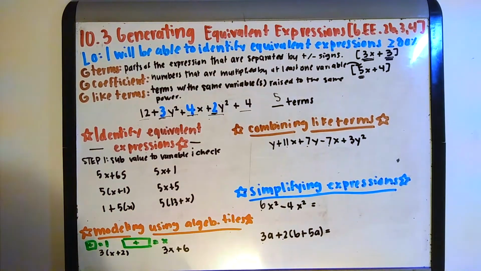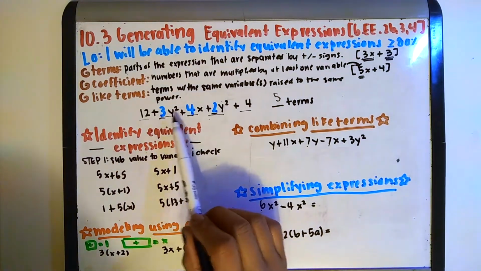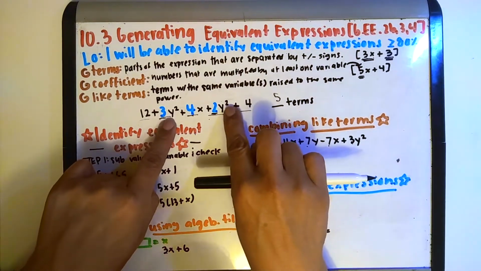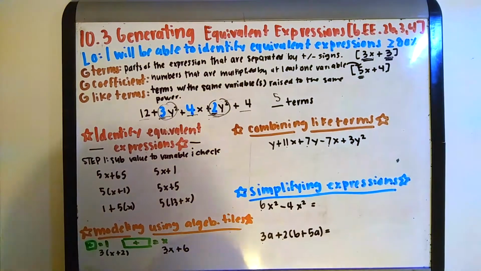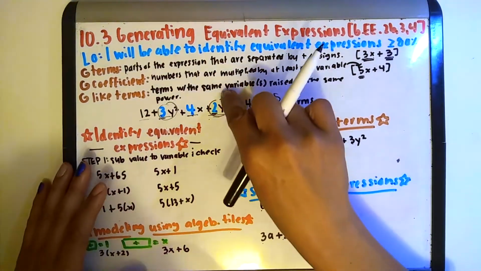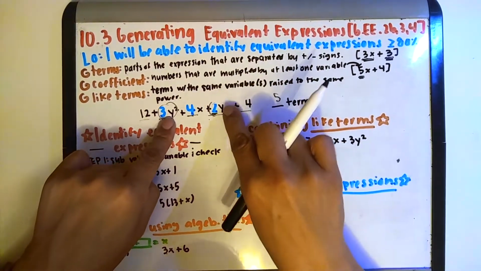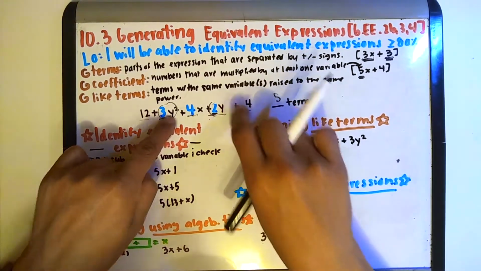And then for the like terms, I'm going to look to see which ones have the same variable. So in this case, these two have the same variable and they are raised to the same power. So therefore, those two are like terms. And you don't have anything else for the x. But in case it was like this, then those won't be like terms because this is not raised to the same power. It must be the same variable and it must be raised to the same power.